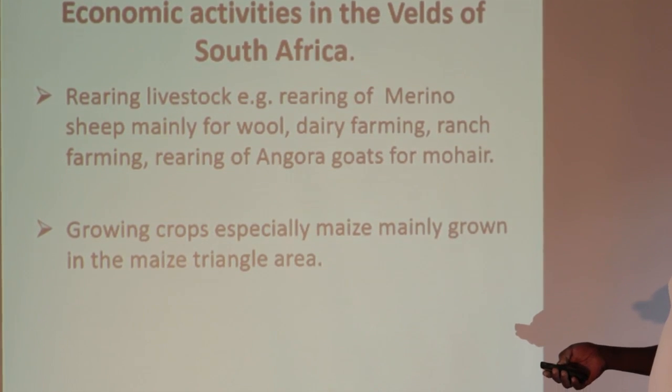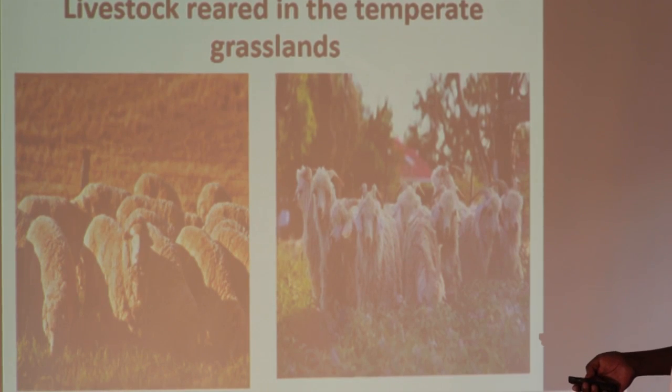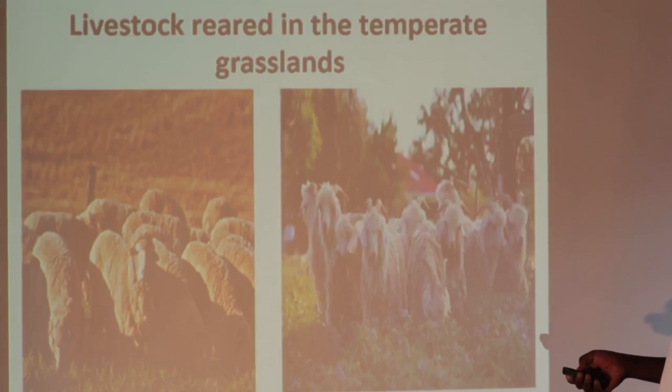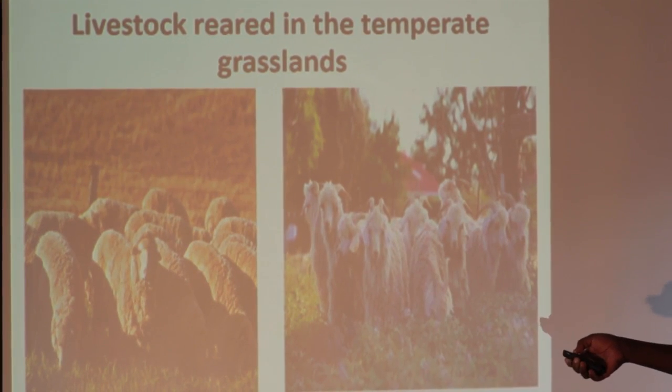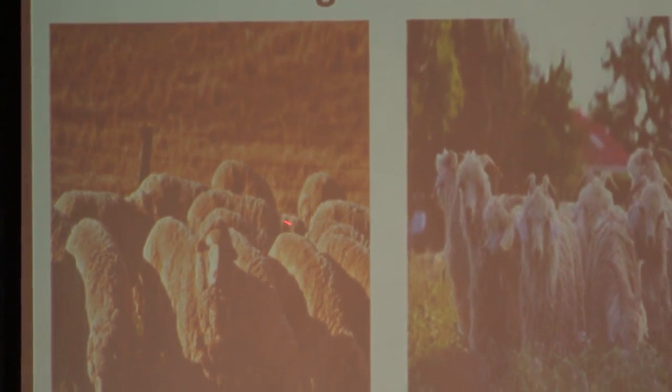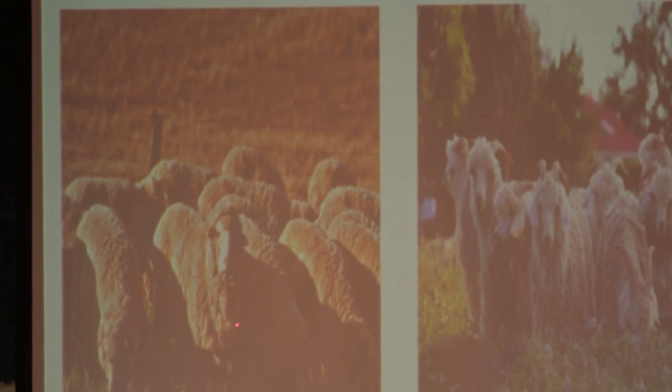Before I go to the second point, here I have some diagrams. This one seems not to be very clean. Here, we have merino sheep. You may wonder how they harvest.